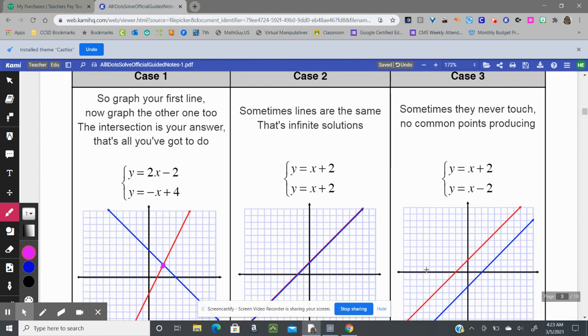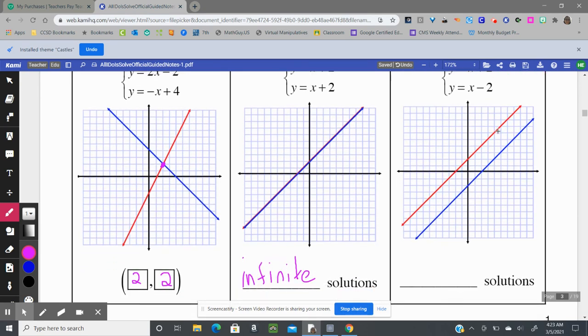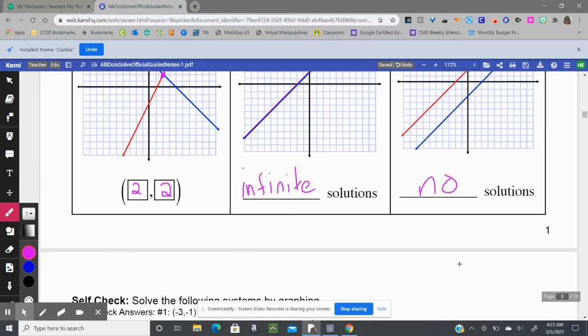And finally, we have lines that we haven't talked about in a while. Sometimes they never touch. No solution. If we keep those lines going forever and ever, they will never, ever cross. They're called parallel lines. How do we know they're parallel lines? Remember, parallel lines have the same slope. It's been a while since we've reviewed that. They have the same exact slope, and notice their y-intercepts are different. Over here is the exact same y-intercept, and here they're different. So with the same slopes, they will be parallel, and then we have no solution. Most of the time, we're going to get an ordered pair. Occasionally, we get infinite or no solutions.